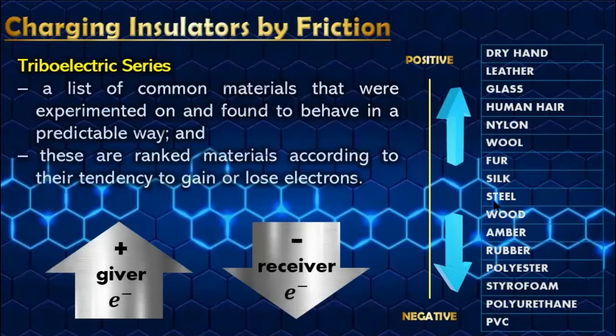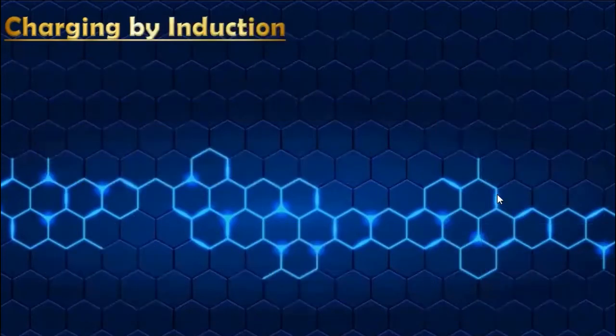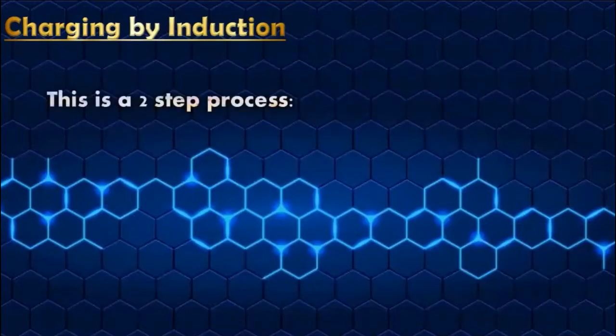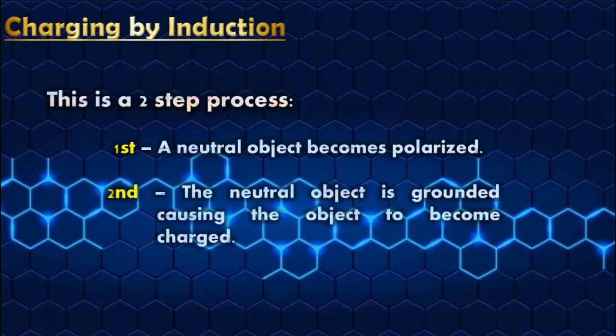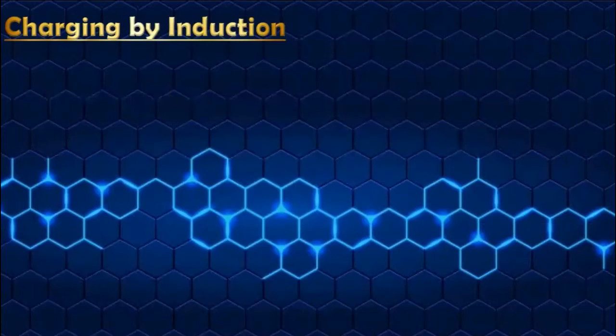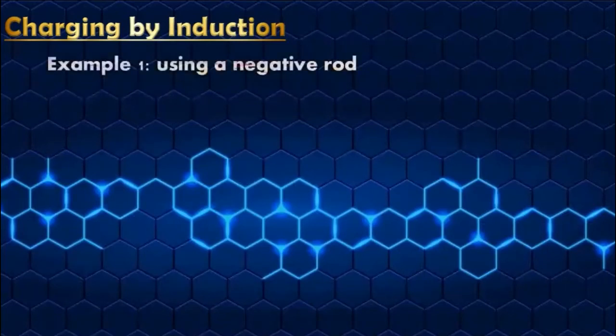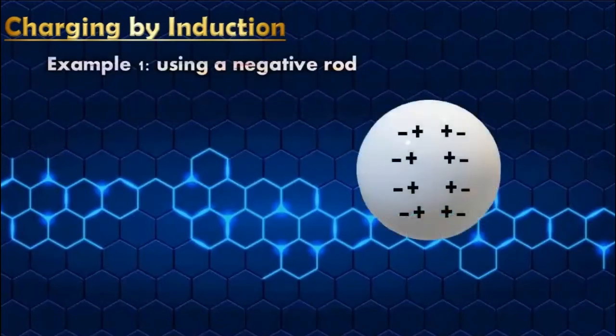We are down to the last method, charging by induction. This method is a two-step process. First, a neutral object becomes polarized. Second, the neutral object is grounded. Again, grounded, causing the object to become charged. Example using a negative rod and a neutral sphere.